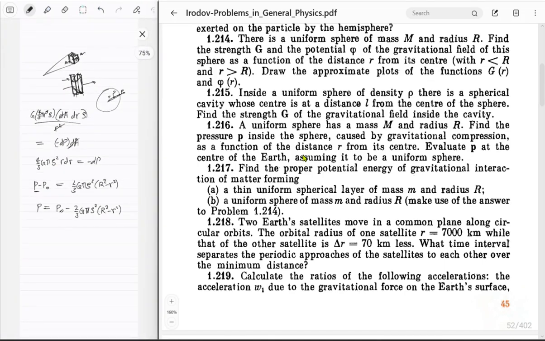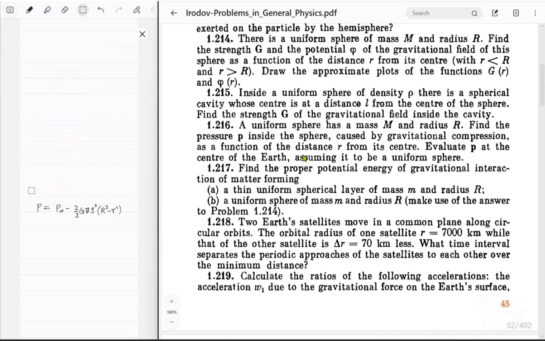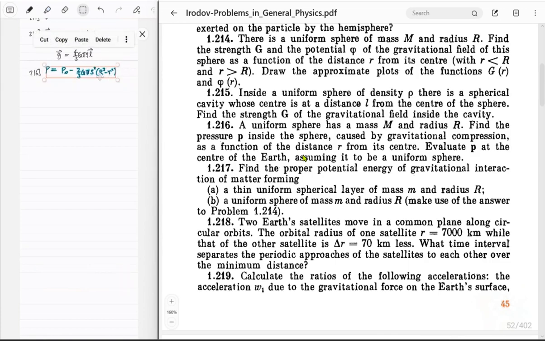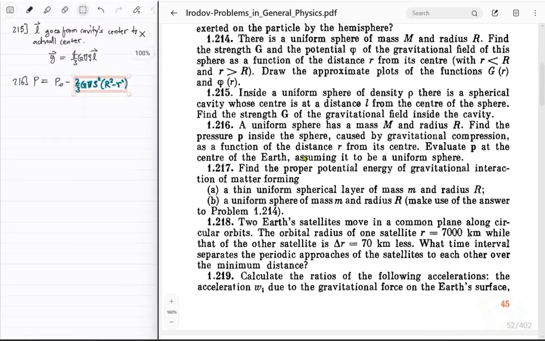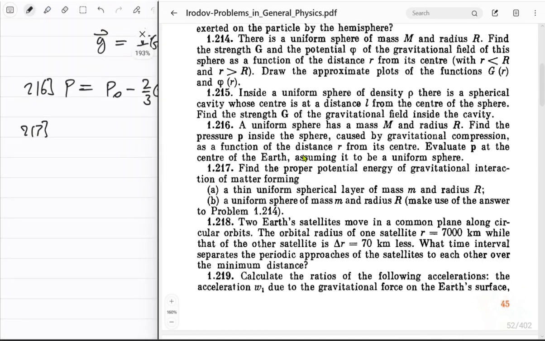All right, once that's done, this will be the next question. So 217th. Find the proper potential energy of gravitational interaction of matter forming a thin uniform spherical layer of mass m and radius r. So potential energy of gravitational interaction, okay, of matter, fine. What do you mean by proper potential energy? You mean total potential, so the self energy plus the, yeah, you get the thing. So thin uniform spherical layer of mass m and radius r. Okay, you want to form that first. And a uniform sphere of mass m and radius r. Make use of the answers to problem 1.214.